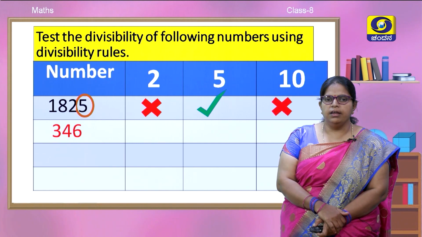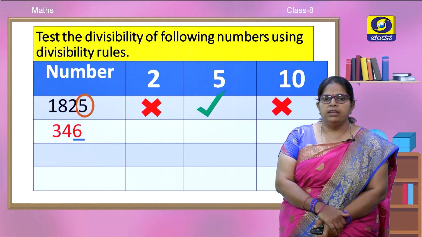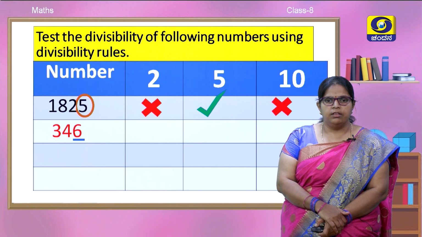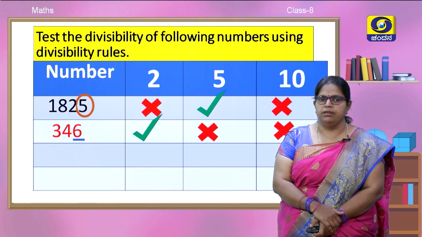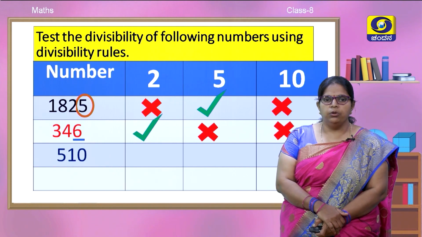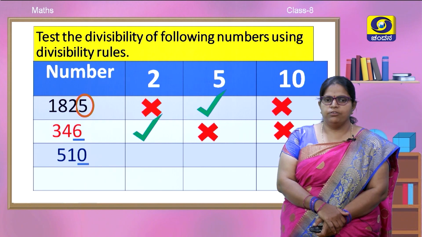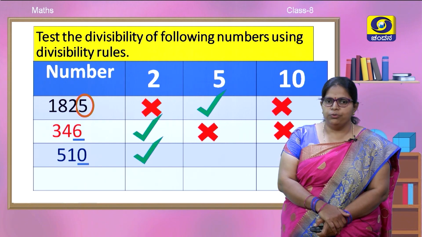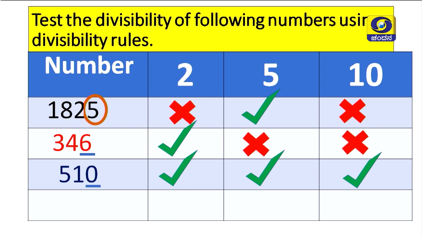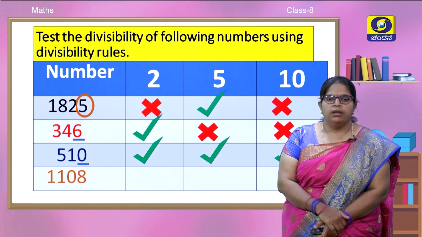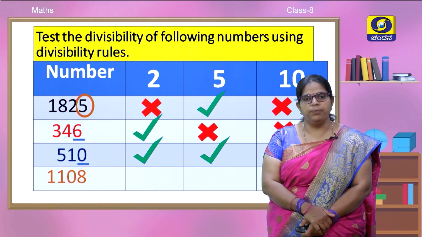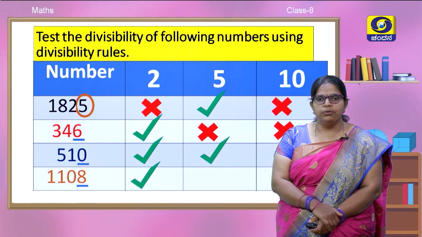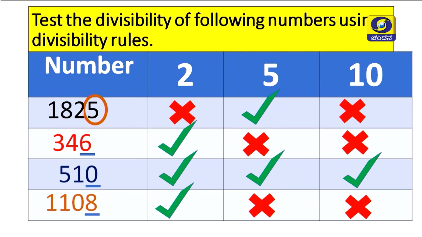Take one more number, 346. You have an even number in the units place. So, it is divisible by 2 and not divisible by 5 and 10. 510. You have 0 in the units place. So, it is divisible by 2, 5 and 10 also. Now, 1108. You have 8 in the units place. So, it is divisible by 2 and not divisible by 5 and 10.